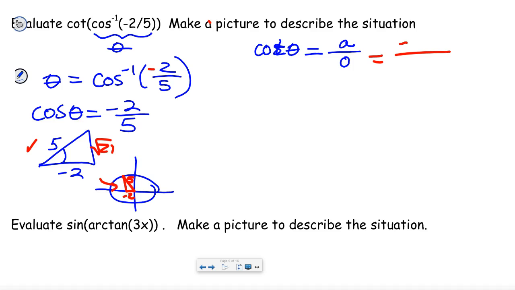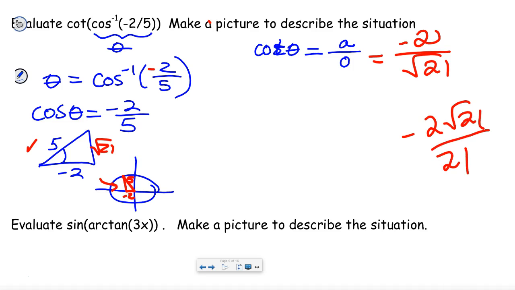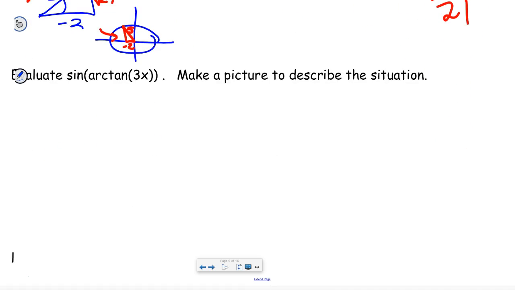Which is -2 over opposite, which is root 21. True or false? I must rationalize my denominator. It's actually false. Go ahead and leave it. If the back of your book does, go ahead, but really all this does is make more work for us because we have to use our calculator anyway to get that, so why bother? I think I told you historically why they did that.